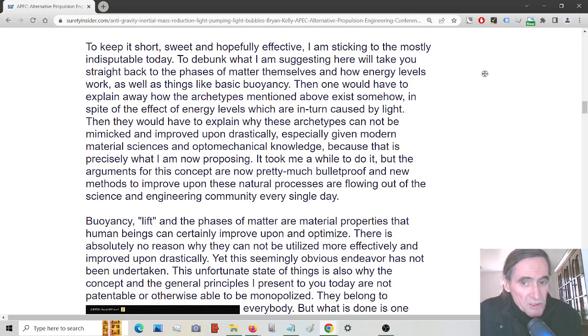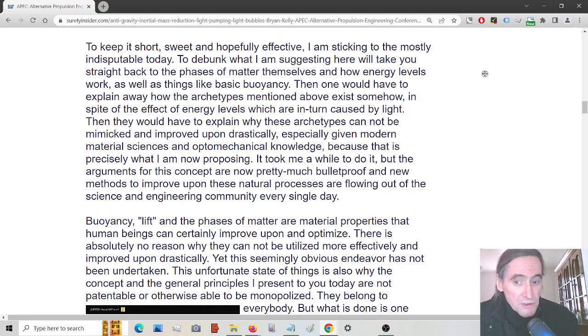To debunk what I am suggesting here, we'll take you straight back to the phases of matter themselves and how energy levels work, as well as things like basic buoyancy. Then one would have to explain away how the archetypes mentioned above exist somehow, in spite of the effect of energy levels, which are in turn caused by light. Then they would have to explain why these archetypes cannot be mimicked and improved upon drastically, especially given modern material sciences and optomechanical knowledge, because that is precisely what I am now proposing.